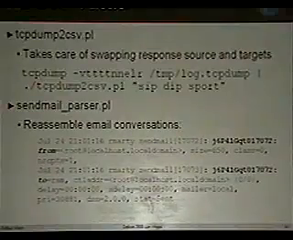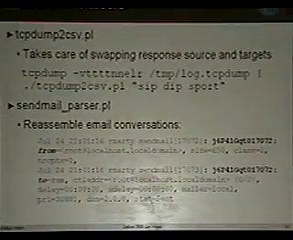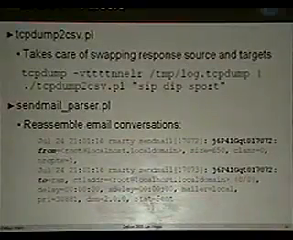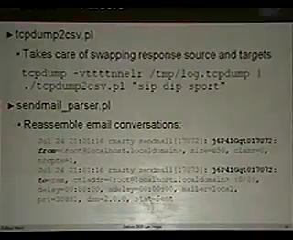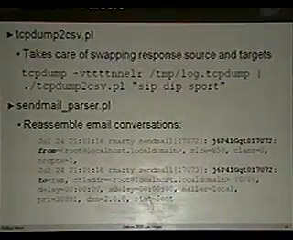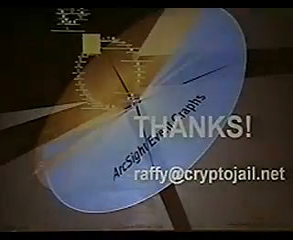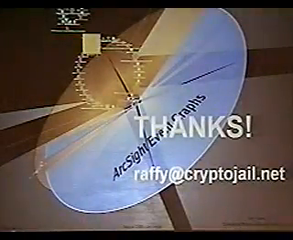And the TCP dump to CSV takes care of that. It remembers what direction the connections are going and automatically flips them, so you get nice output. And then the sendmail parser combines the sendmail log entries into one again that you need. That's really it. Any questions?